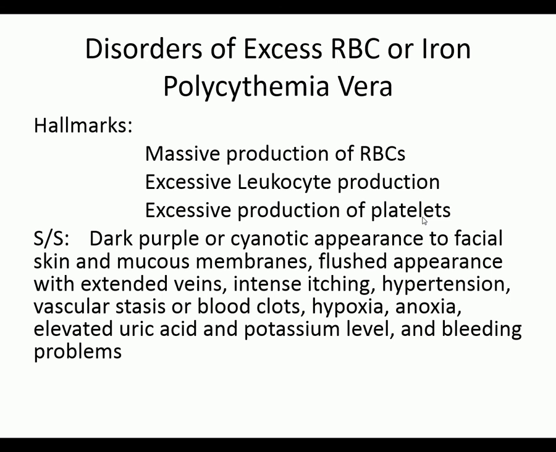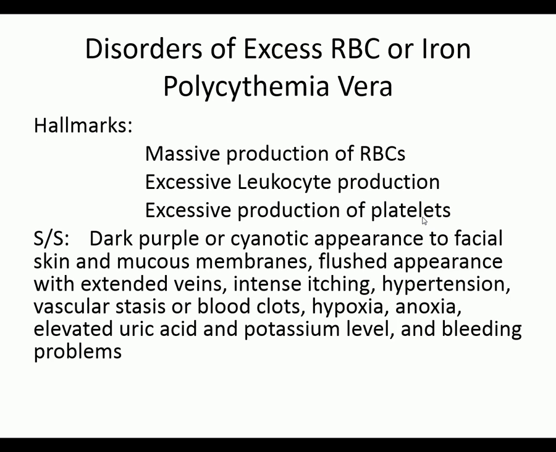Disorders of excessive red blood cells or iron in the patients. The main disease you're going to see is polycythemia vera. Hallmarks are a massive production of red blood cells, excessive leukocyte production, and excessive production of platelets in these patients. I have listed here your signs and symptoms that you will see.